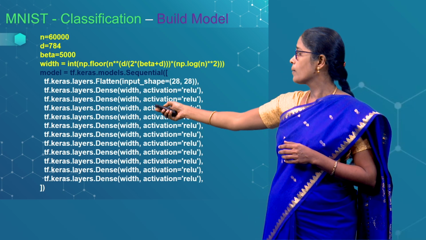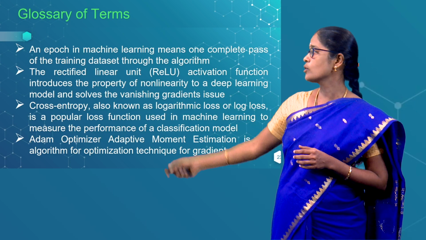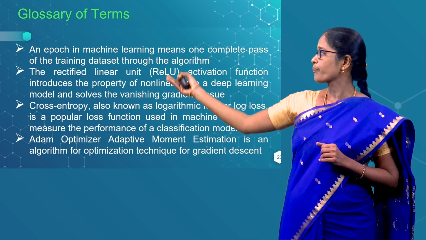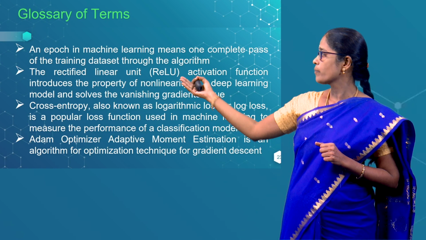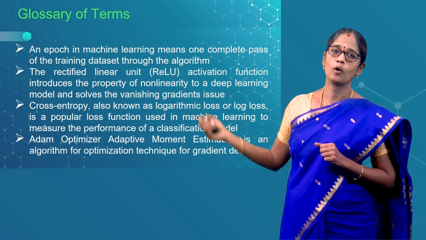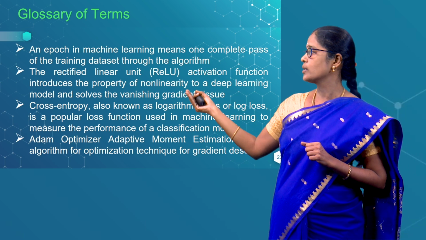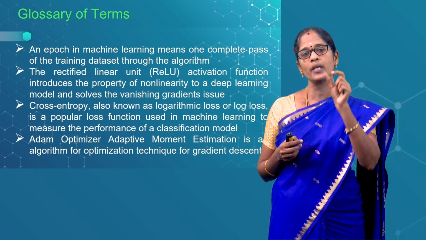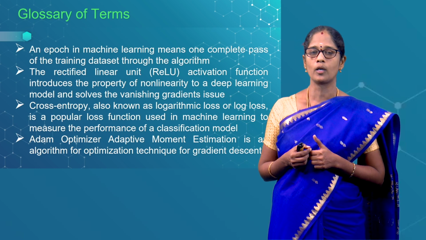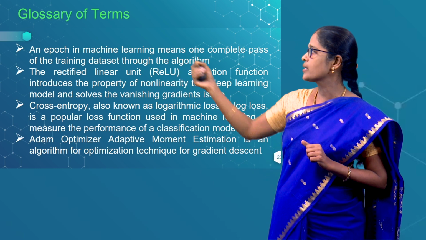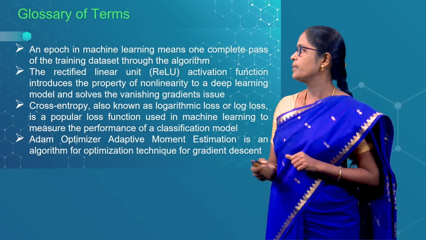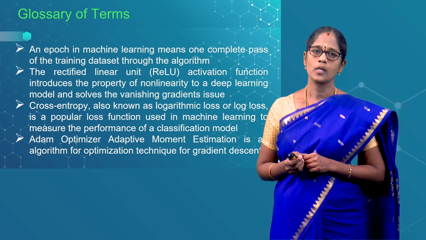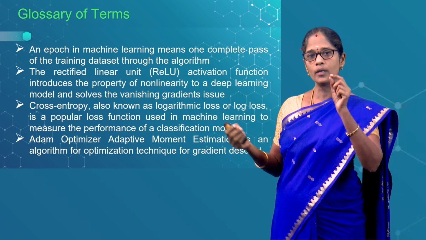See here, these are the glossary of terms which we have to understand. The words are epoch, rectified linear unit, cross entropy and Adam optimizer. These are the 4 buzzwords which might be inside the coding. We will be using these predefined functions that are already there in the Python library as part of our coding. To understand the epoch, it means one complete pass of the training data set through the algorithm. So, if one complete pass is over, we call it an epoch.